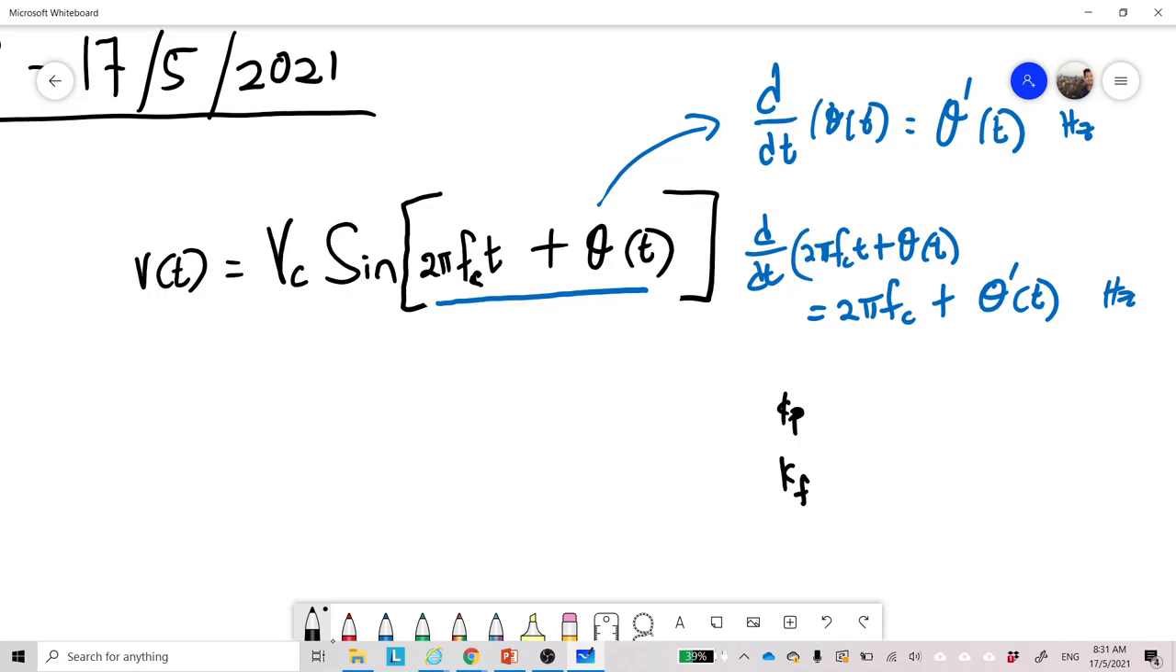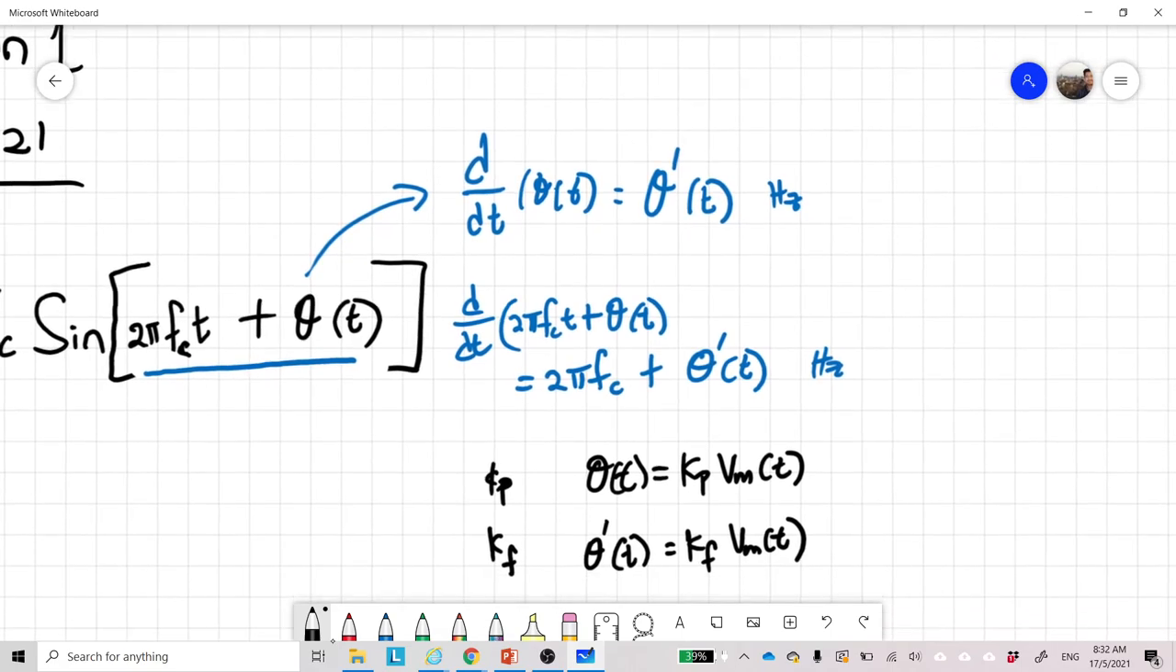We have seen in the notes that theta(t) is equal to KP Vm(t), and theta prime(t) is equal to KF Vm(t).